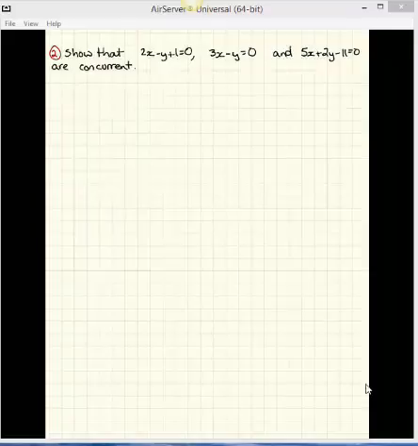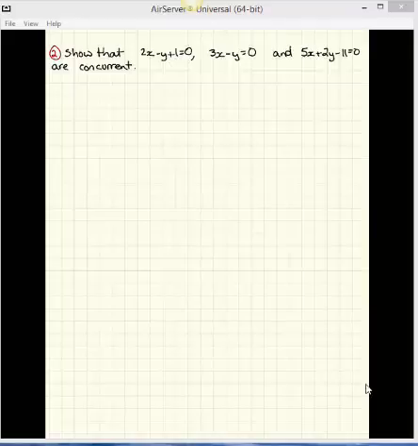Now in our second example, we've got this word concurrent. So concurrent means that they all meet at the same point. So what we're trying to show is that these three lines all cross at the same point. Now trying to work with three equations at once is a little bit difficult. So what you do is you solve two of them simultaneously, just like we did in the first one, and then you show that that point also works for the third line.